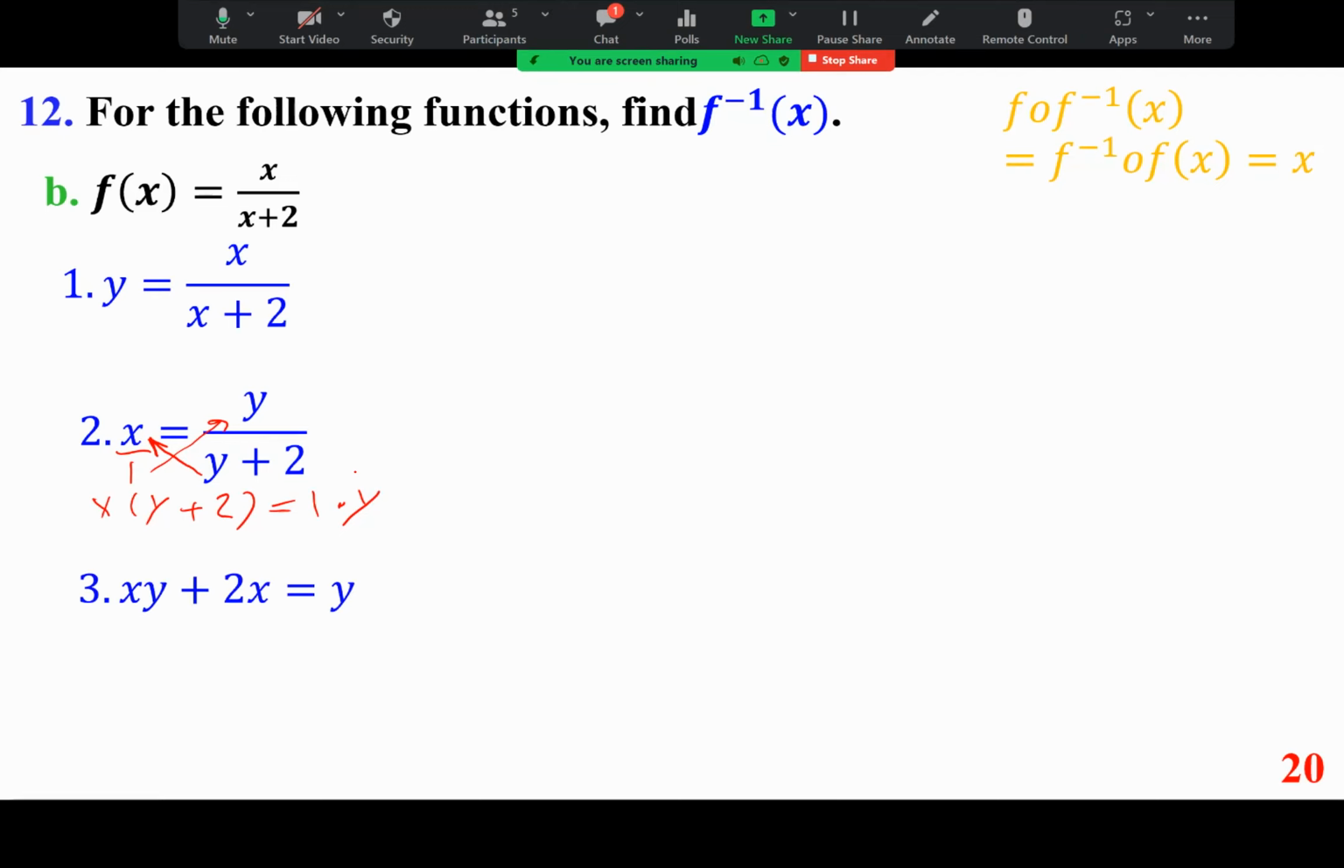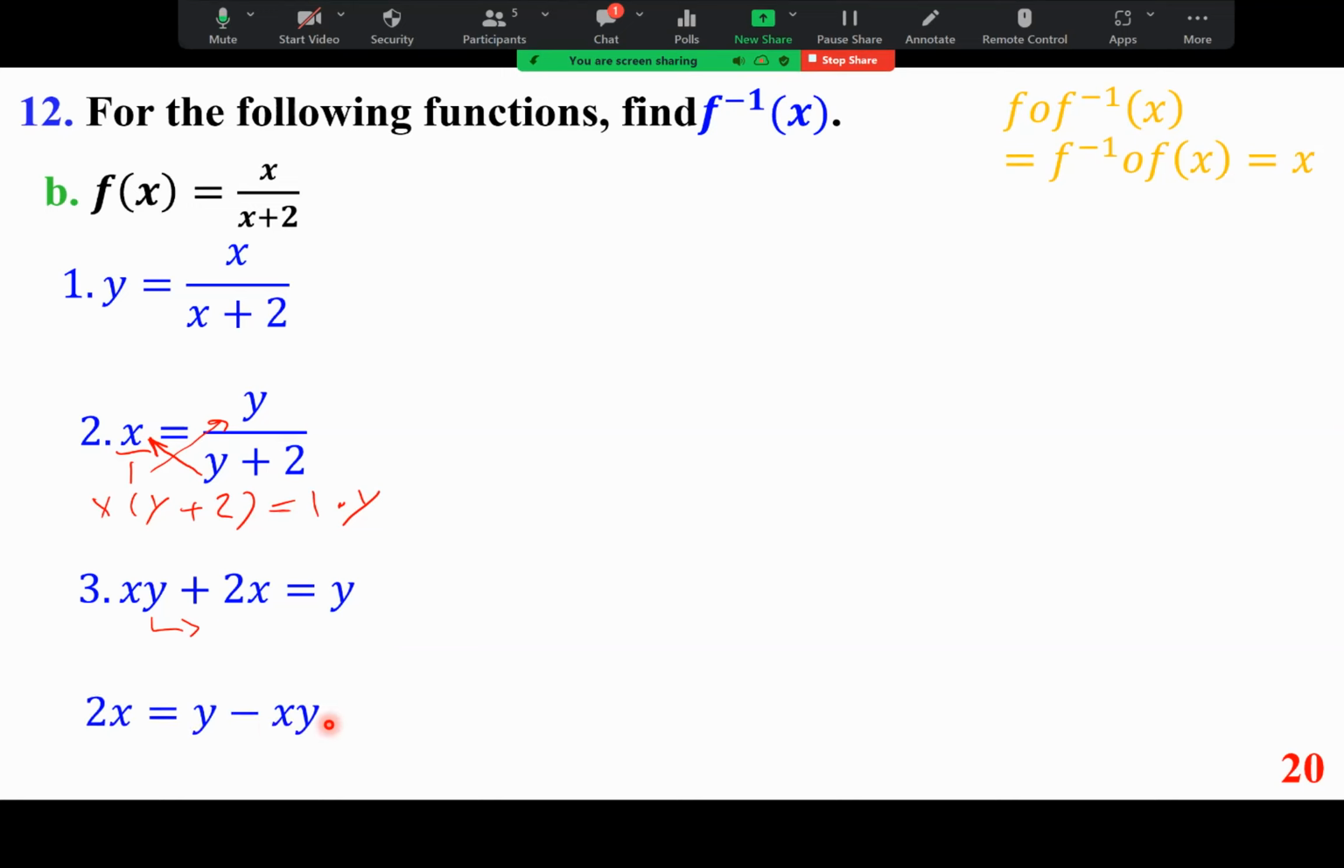Since we are solving for y, we can move things around. The reason I'm going to move the xy to the right rather than this y to the left, because this is only one step. If I want to solve for y, I have to move 2x to the right either. So this is the least number of steps. And when I do that, I get 2x equals y minus xy.